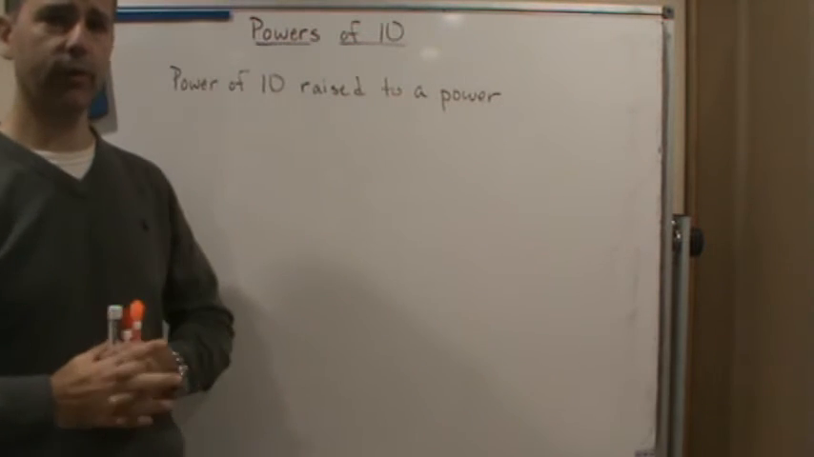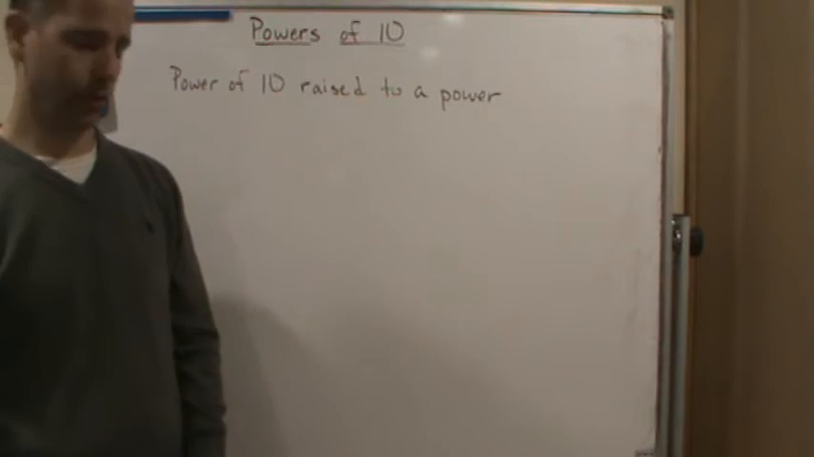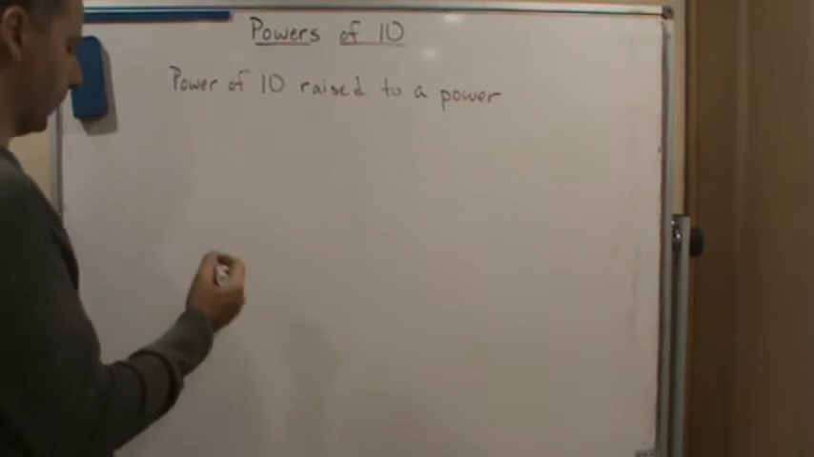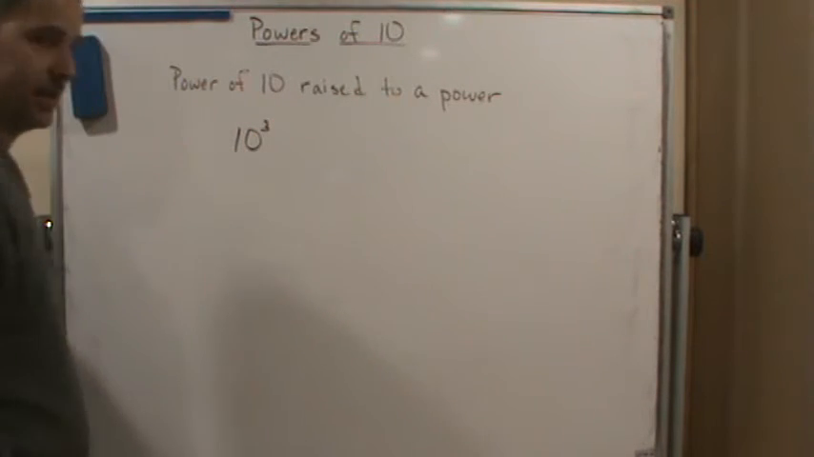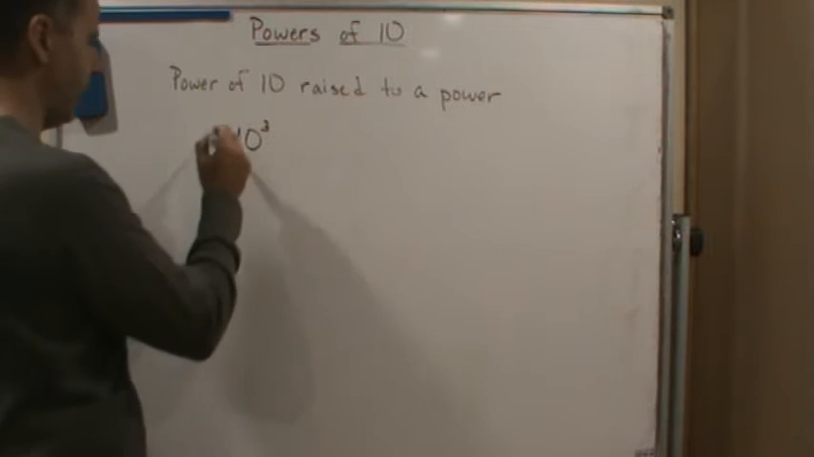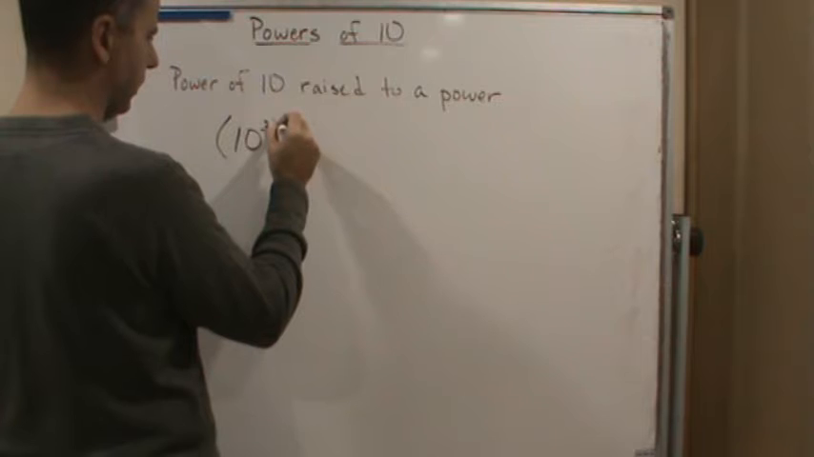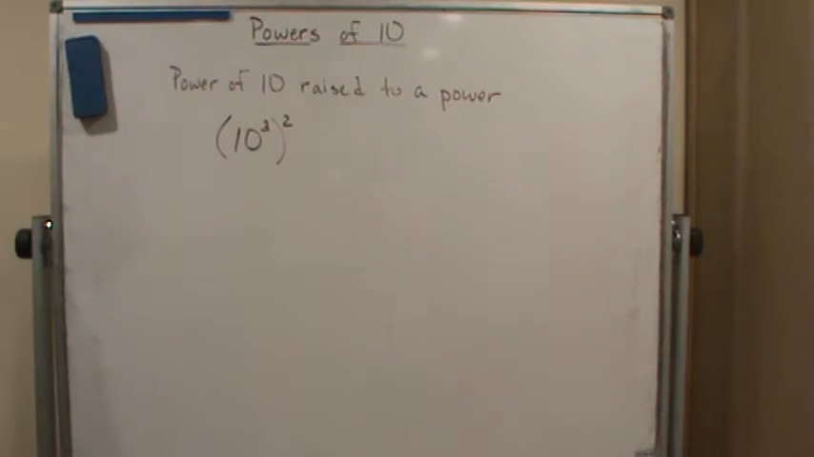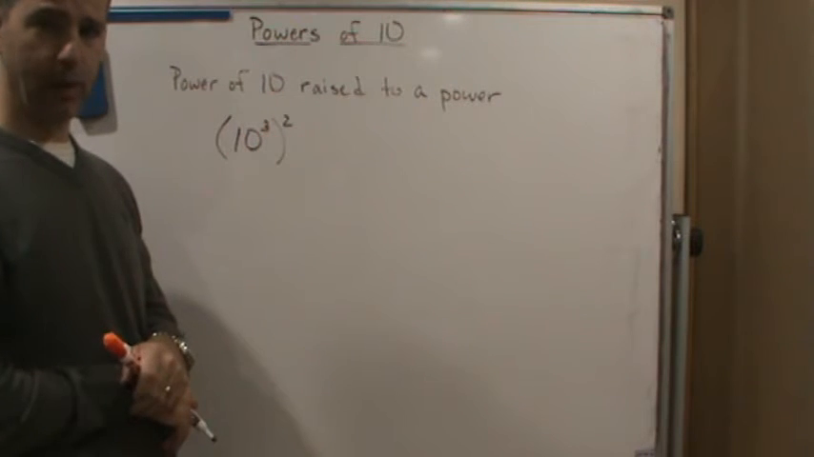Okay, so in this video we're going to talk about powers of 10 that are raised to another power. So, for example, if I have a power of 10, let's say 10 to the third, and I raise that power to another power, let's say to the second. Okay, so there's another rule or law or property of exponents that deals with powers raised to another power.